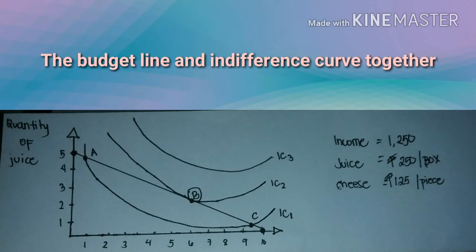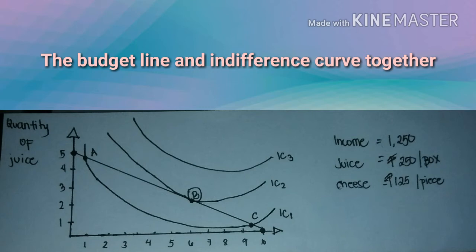Let's bring the budget line and indifference curve together. I will explain how a consumer maximizes utility within a given budget constraint. You will see on the picture a plot of a budget line and three separate indifference curves. So IC1 represents a lower level of utility than IC2, which represents a lower level of utility than IC3.